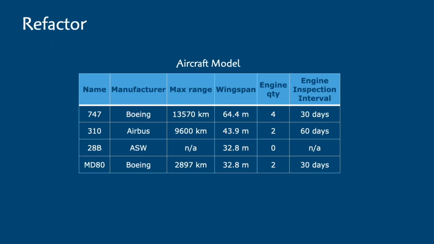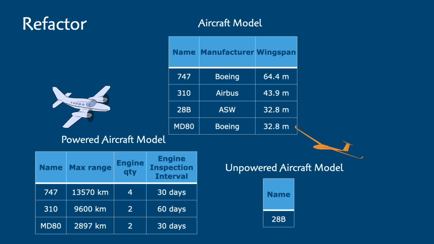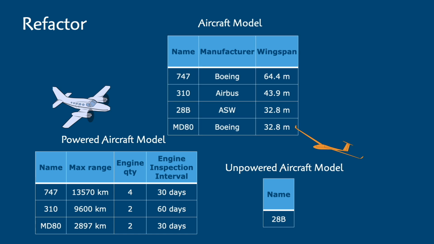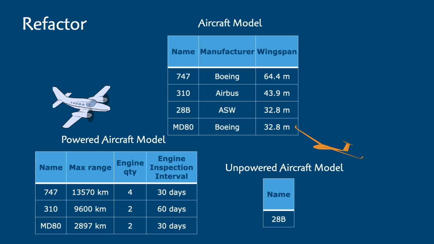One approach is to think in terms of 3 separate classes. The one on the top is the general case applicable to any aircraft model, while the other 2 classes, powered and unpowered aircraft, handle the special cases. This is a technique called generalization specialization, which we'll cover in a separate video. Focus though on what we're doing. Rather than hiding the special case of a glider, we've exposed it.